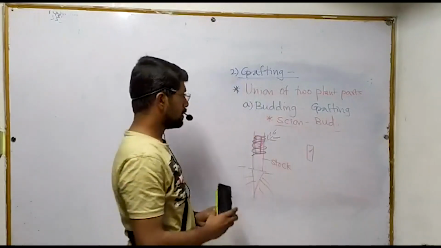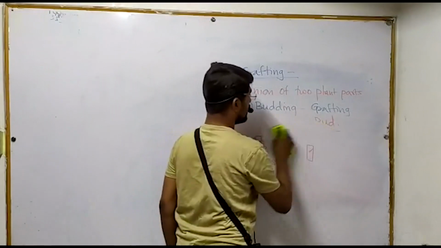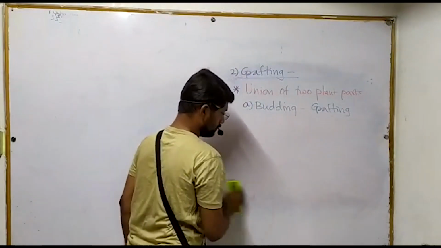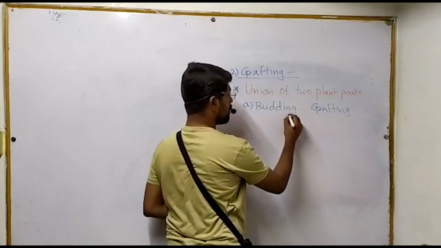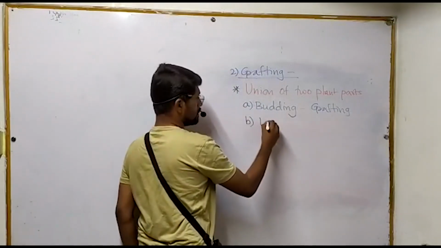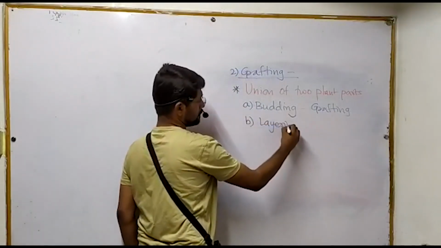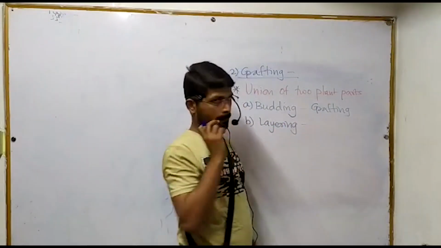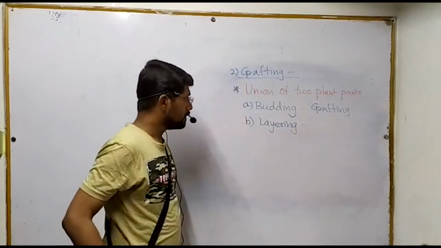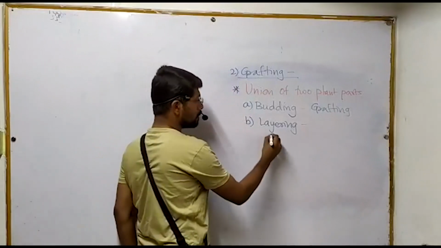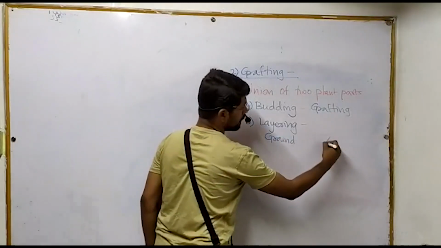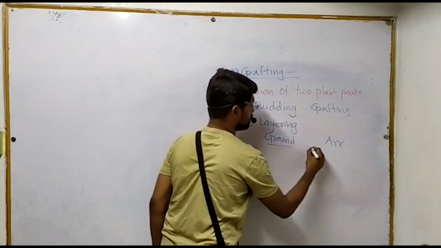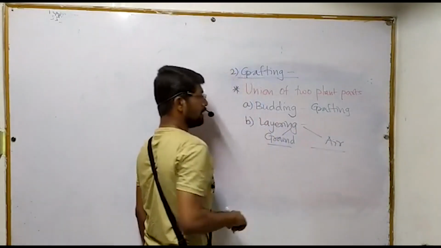The second subtype of grafting is quite interesting. And that is called layering. In layering, there are two different types. One is called ground layering and another is called air layering. So these are the two types of layering.